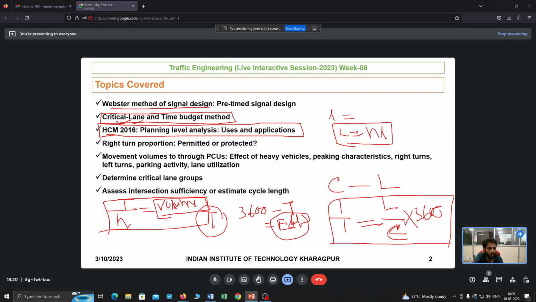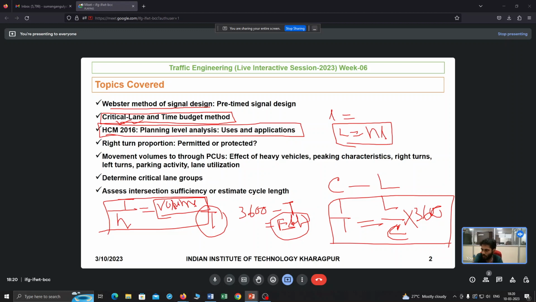It needs all the details, all the data, and detailed calculations. Whereas in planning level analysis, we may not need that kind of detail, but we want a quick review of the situation, how the system is working and what its effectiveness is. This is called the planning level analysis, and here we will focus firstly on the planning level analysis.